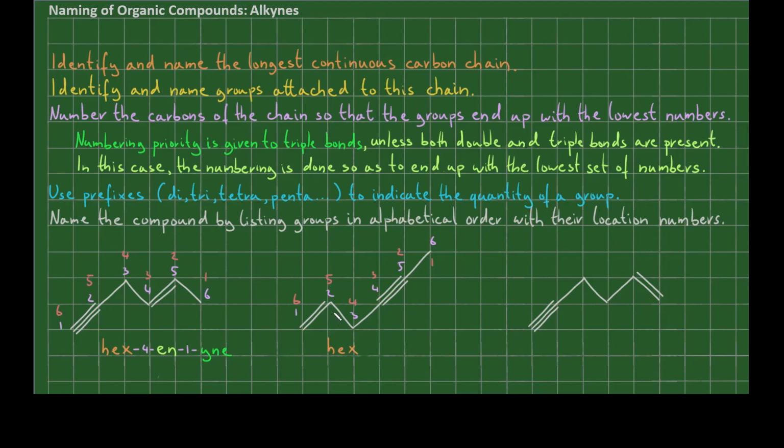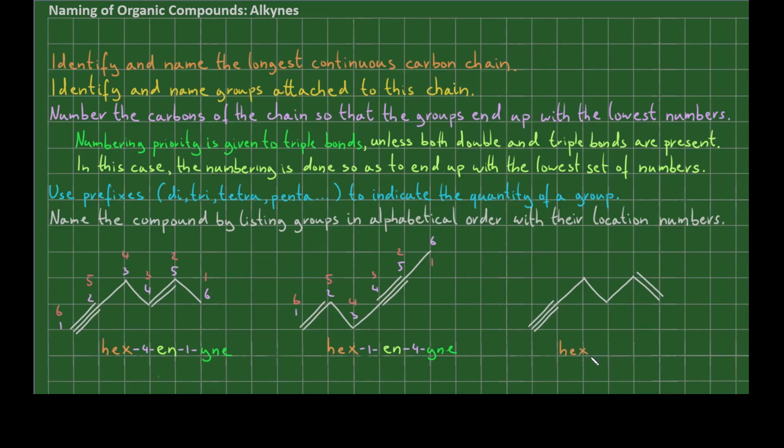Again, I'm going to list the double and triple bond in alphabetical order. And now I'm going to indicate their location. The double bond begins on carbon 1 and the triple bond begins on carbon number 4. So this compound has the name of hex-1-ene 4-ine. One more to go. The compound on the right has 6 carbons, so we can use the prefix hex.